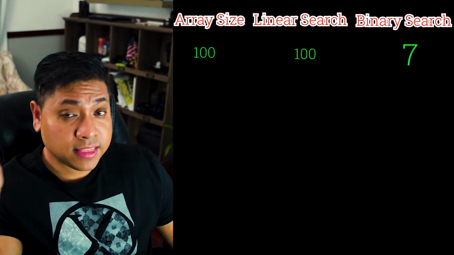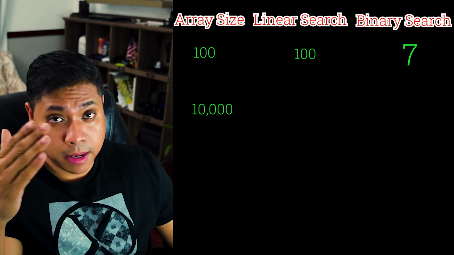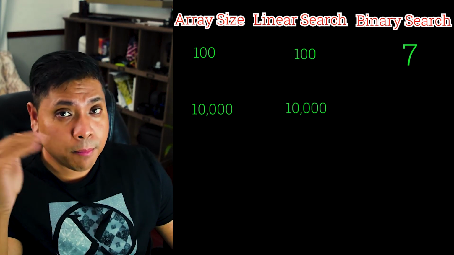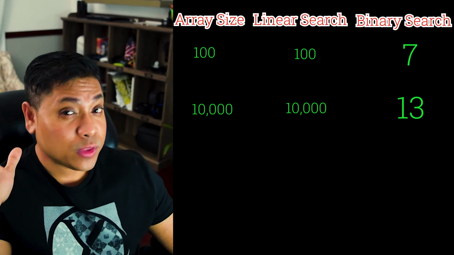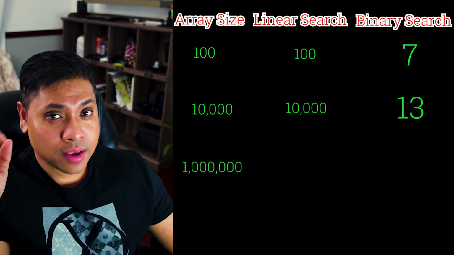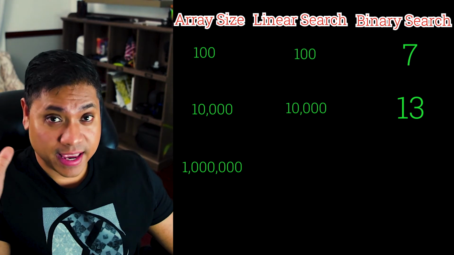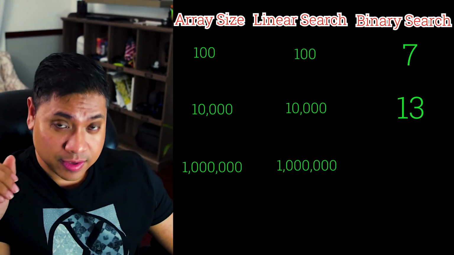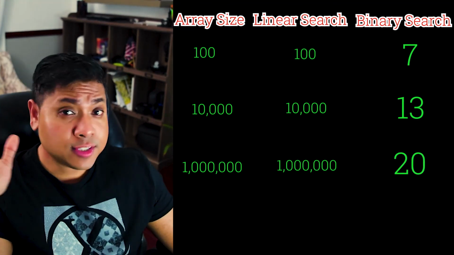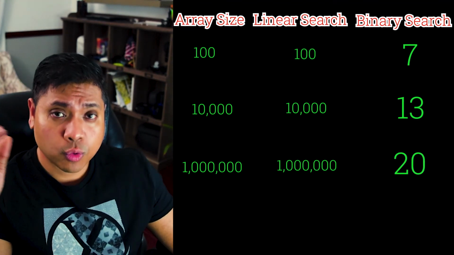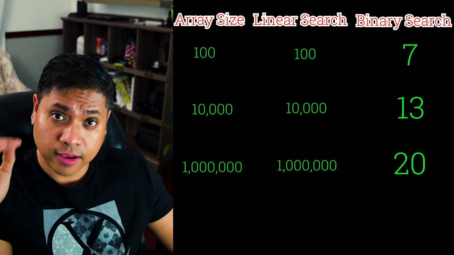With an array of 10,000 elements, linear search may potentially take 10,000 steps, but with binary search, it would just take 13 steps to complete. And with an array of 1 million elements, linear search can potentially take 1,000,000 steps to complete, but binary search can do it in just 20 steps. And this makes sense because with binary search, we're able to cut our search criteria in half with every step. Now you should be able to see the power and importance of algorithms for writing fast and efficient code.